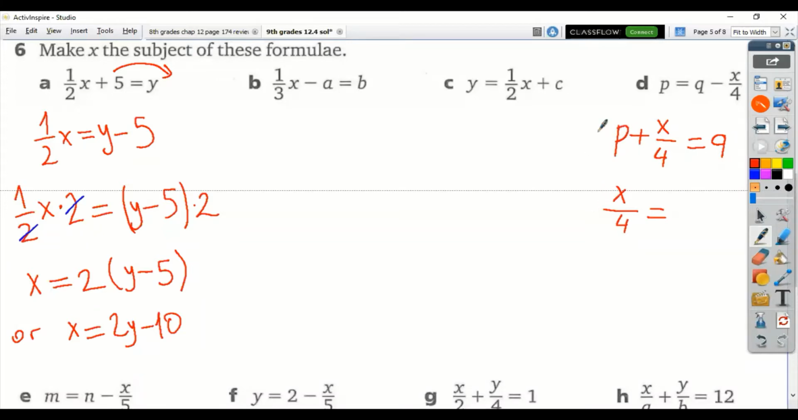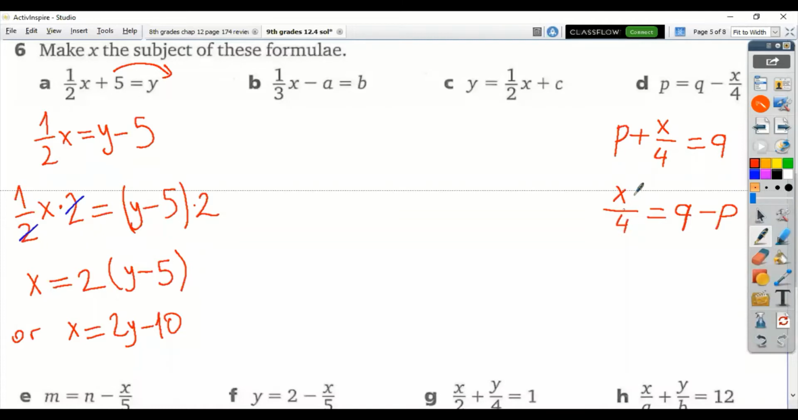Nothing in front of P means it has a positive sign. So on the right side, it will be negative. We have Q on the right side, and P is going to be negative, minus P. P on the other side, minus P. 4 is dividing x.